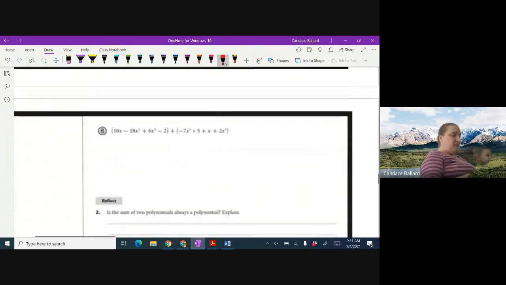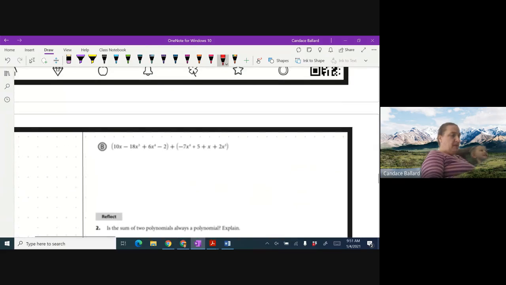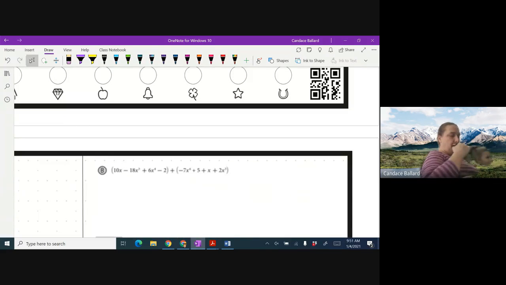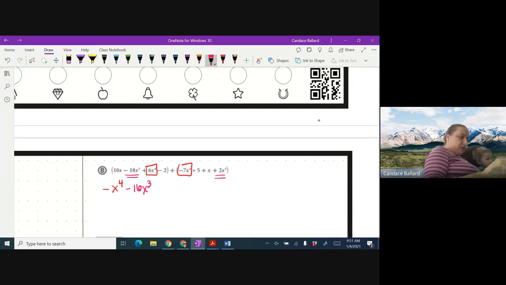All right, so let's try B together. All I'm going to do is add my like terms together. Because it's a plus sign, I don't really need to worry about moving everything. So I'm going to start with my x to the 4th. I have 6x to the 4th minus 7x to the 4th, which would be negative 1x to the 4th. I don't typically write the negative 1. All right, I need to look for cubes. It looks like I've got negative 18x cubed plus 2x cubed, which is going to be negative 16x cubed.